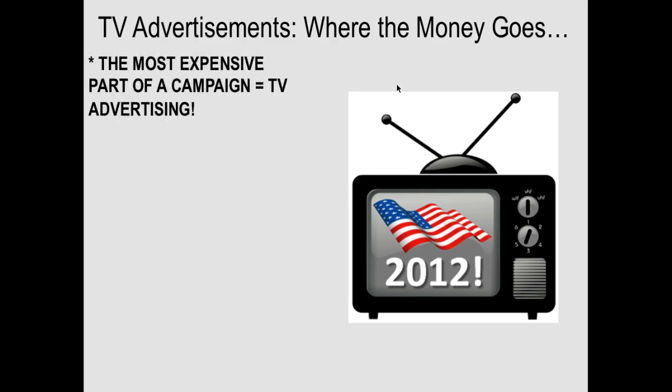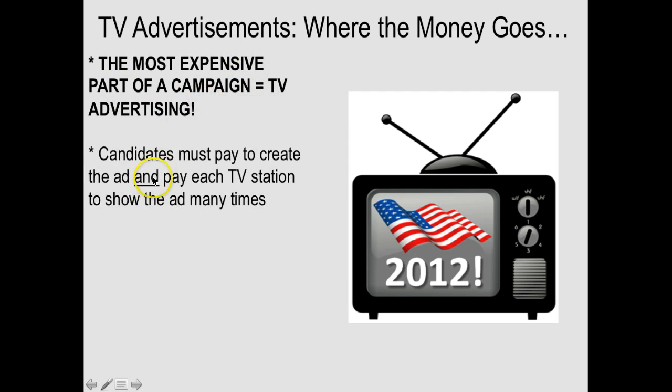Now, where does all the money go? The most expensive part of a political campaign is the TV advertisements. And the reason why is that candidates have to pay to create the ad, and then every time a TV station shows that ad, a candidate has to pay. And so if you're running an ad on many different television stations, many times a day, for many days, you're going to spend millions and millions of dollars.